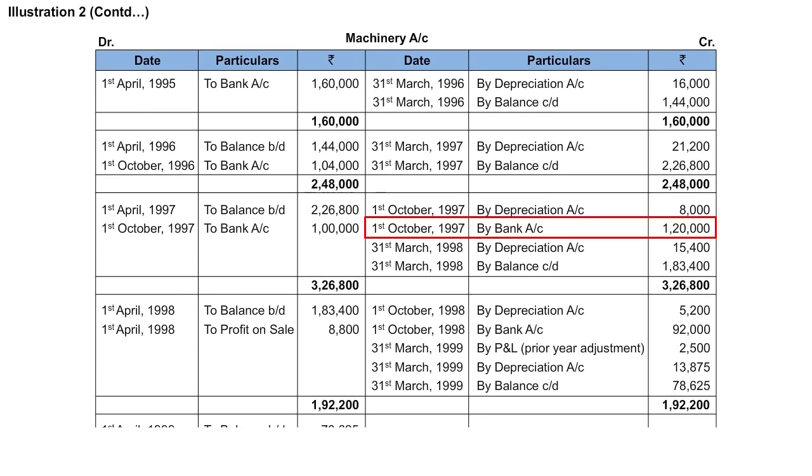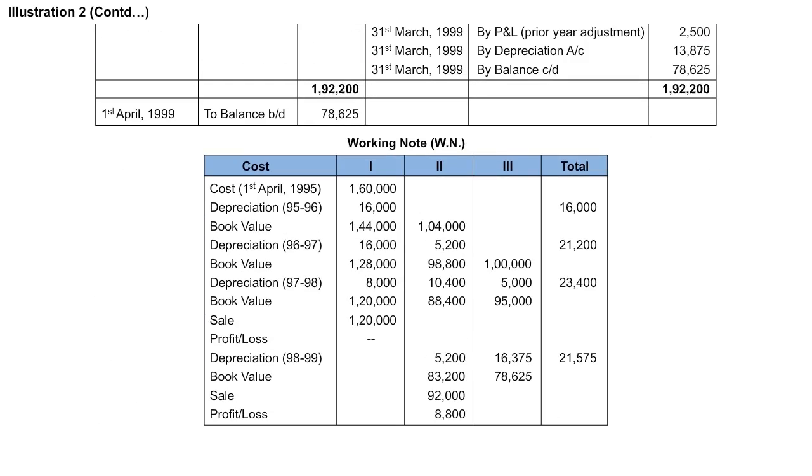So entry for sale will be bank account debit to machinery account, so to machinery account 1,20,000. So that means it is no profit, no loss. So profit or loss will be 0. So these are all the entries as far as the sale of machine is concerned.